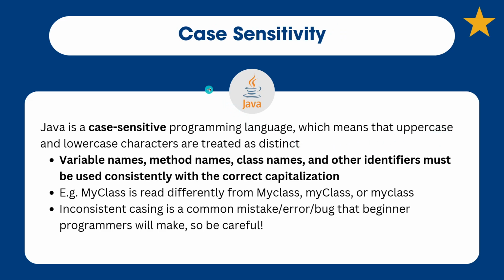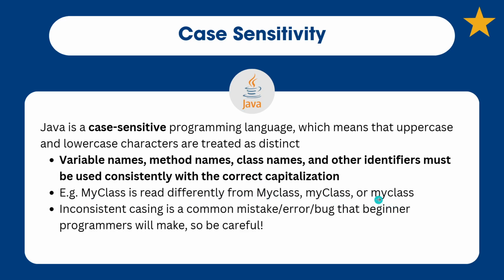Another really important rule in terms of Java syntax is that Java is case sensitive. That means lowercase and uppercase letters aren't treated the same. So variable names, method names, class names, everything that you're naming in Java, you've got to be consistent with that capitalization. MyClass is not the same as myClass, or myclass.